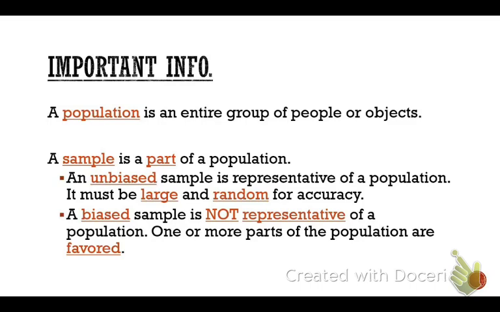All right, the first thing that you're writing down is a population. So a population is an entire group of people or objects. So let's talk about the population of Jacksonville. Does anybody have a guess of how many people you think live in Jacksonville? What do you think? 19 million.